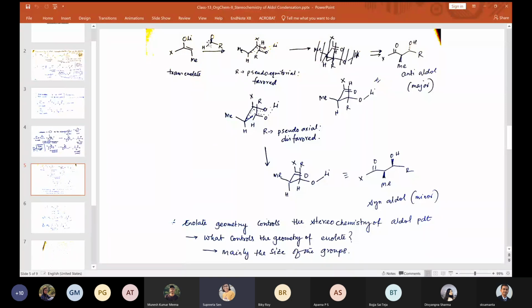But when it reacts with the Re face, again we see that the XR interactions come into play, and in the product, Me is going to be upwards, and OH is also going to be upwards because here H is downwards. But because of the XR interactions, the syn-aldol that is formed will be minor, in less amount. Yeah, thank you so much.